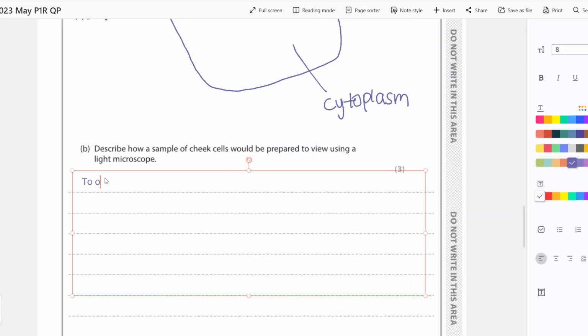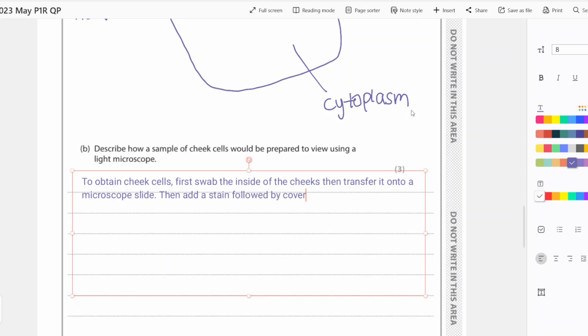Okay, so to obtain cheek cells, first swab the inside of the cheeks, then transfer it onto a microscope slide. Then add a stain, followed by covering it with a cover slip.